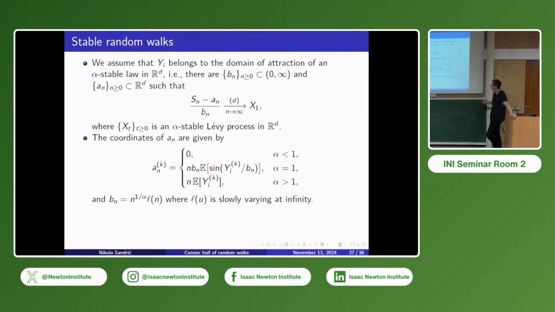We also know how the centering and normalizing constants look. When alpha is strictly smaller than 1, this constant can be taken to be 0. When alpha is 1, it's something of this form. And when alpha is larger than 1, this is just the drift of our random walk, of course. Normalizing constants are of this form: n to the power 1 over alpha. Recall that in the Brownian case it's 1 over 2; the Brownian case is also covered by stable, of course. And Ln is a slowly varying function at infinity, essentially kind of a logarithm. In this case we also have this version of the Donsker theorem on the space of càdlàg functions.